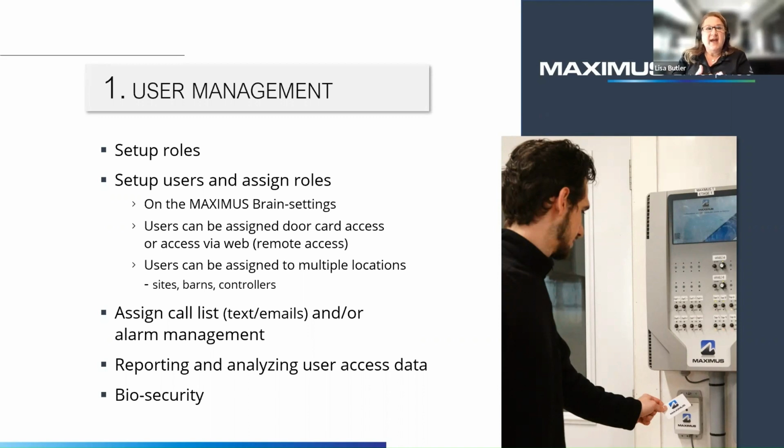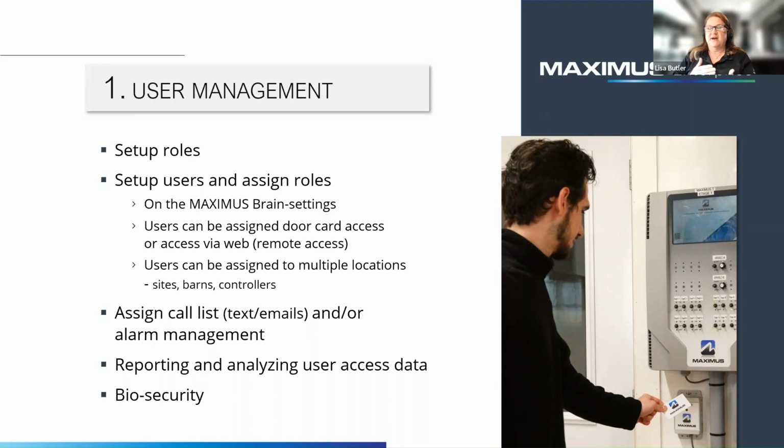So I will ask you, have you ever had to update users in the controller by logging into each brain? Say you have 10 brains and you need to remove somebody, you have to literally log into each one of those controller brains. Again, with Maximus Enterprise, you set up the user once and then push that user out to the brains. So it's much, much more efficient to use Maximus Enterprise to manage your users in your brains.